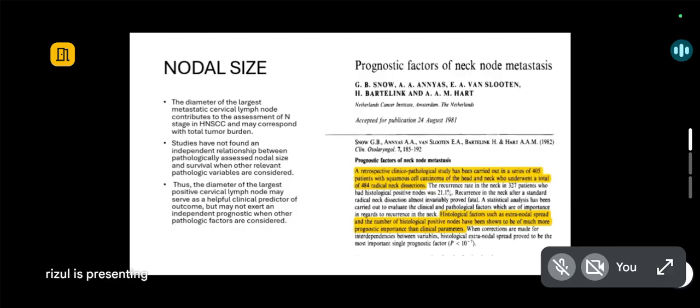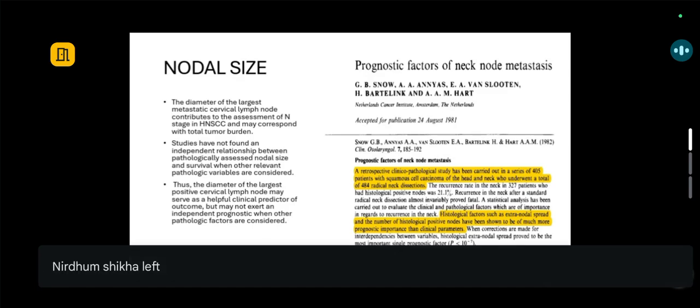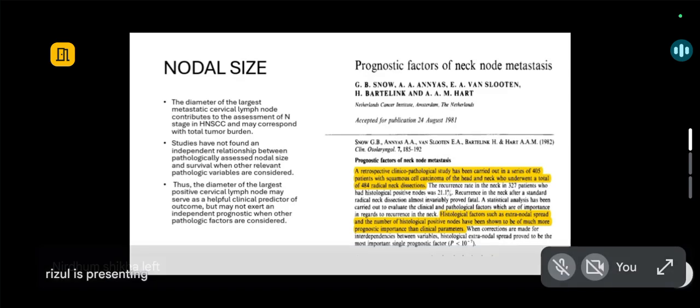So this is one study by Snow et al. showing the prognostic factors of neck node metastasis. It was a retrospective study carried out in 405 patients, where they did radical neck dissection, and factors such as extranodal spread and histologically positive nodes have been shown to be of much more prognostic importance than other clinical parameters.